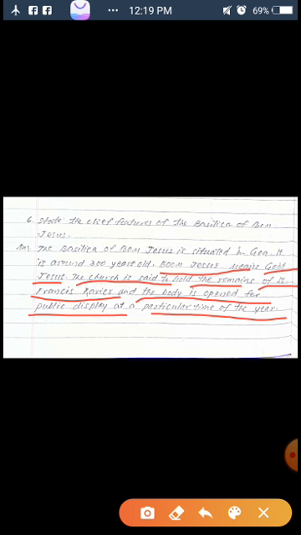Once again, the Basilica of Bom Jesus is situated in Goa. It is around 300 years old. Bom Jesus means good Jesus. The church is said to hold the remains of Saint Francis Xavier, and the body is opened for public display at a particular time of the year.